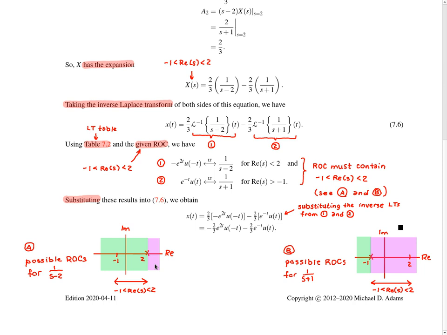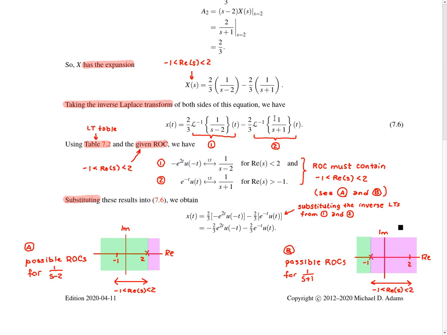Now, if you recall from earlier, we said that whatever region we choose must include this region here, the real part of s between minus 1 and 2. In other words, the region that's marked here, real part of s between minus 1 and 2, is the region sort of between these arrows here. So this area lies in the green region. So when we're choosing the region of convergence for 1 over s minus 2, we need to choose this green region here, this left half plane region of convergence, which is the region of convergence real part of s less than 2. So using our table with this particular region of convergence, we end up with this particular inverse Laplace transform.